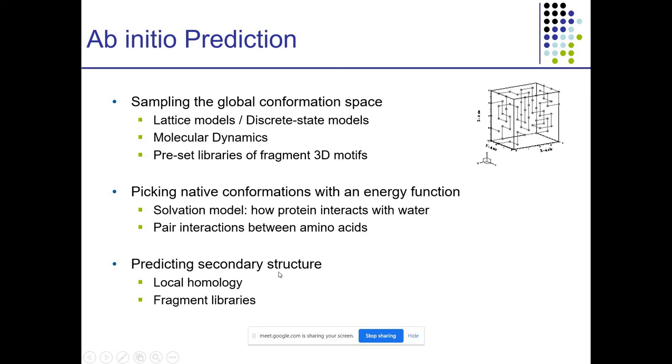Local homology means when different parts of the sequence share homology. So that is called local homology, we can say. We will discuss it. If you have any question, you can ask. Now the lecture is over.